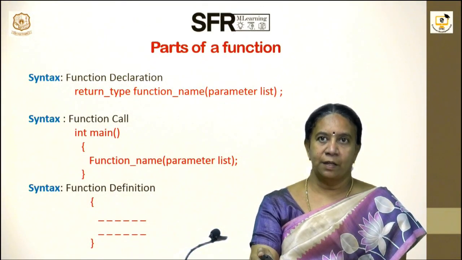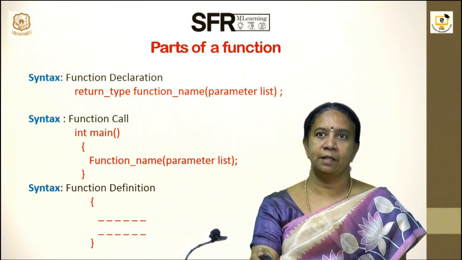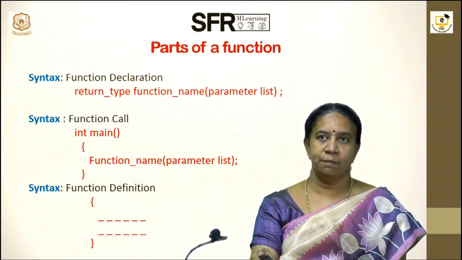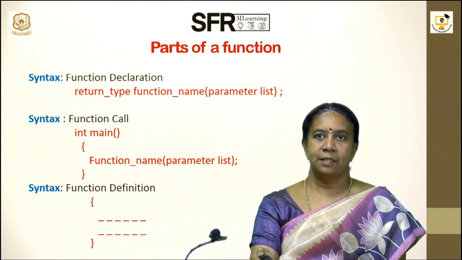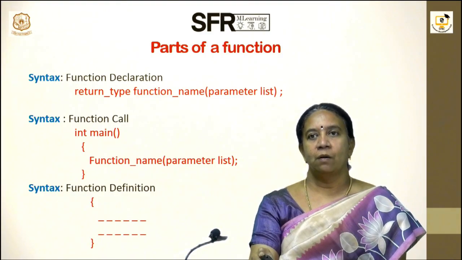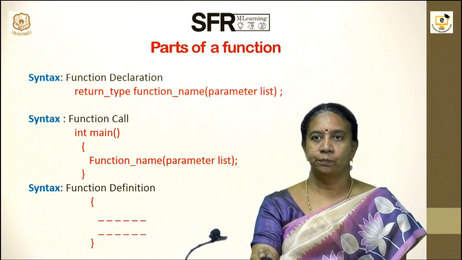Here are the parts of a function. The first one is the function declaration, whose syntax is return type, function name, and parameter list. Second, the function call, made from the main function: function name and parameter list. Then the function definition, which shows what the function does.